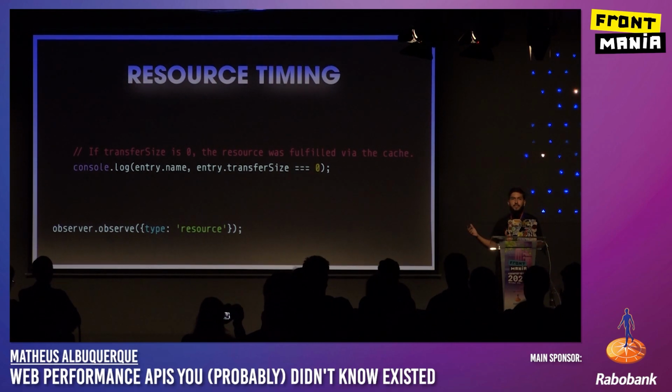So for resource timing, again, we observe the resource entries, and we can use it, for example, when we want to check if something was fulfilled via cache. So if you are doing caches in your app via service workers, for example, and there's one part that it's really important that it's coming from the cache, you can use that to properly debug and see if it's coming from the cache to users.